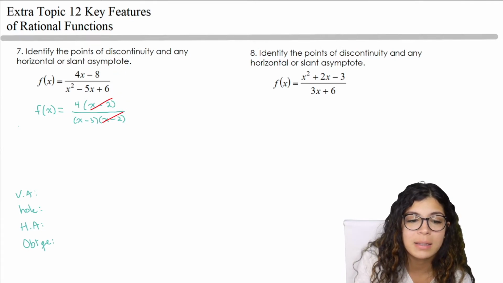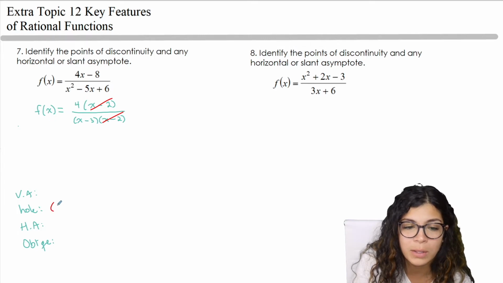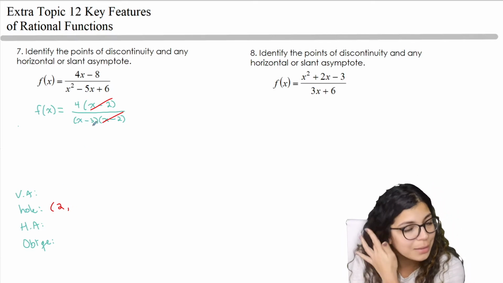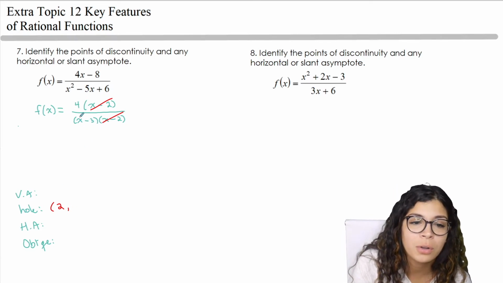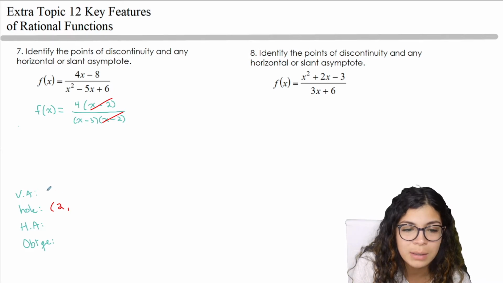Because that cancels, that is our x value for our hole. So x minus 2 cannot equal 0, which means that our hole x value is 2. And then this factor did not cancel, so that is where we get our vertical asymptote from. That 0 would be with an x value of 3. So the vertical asymptote is the line x equals 3.